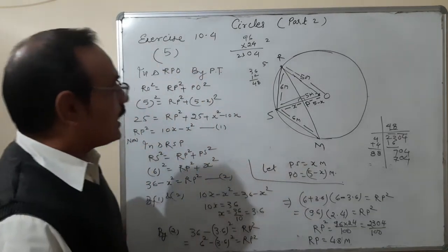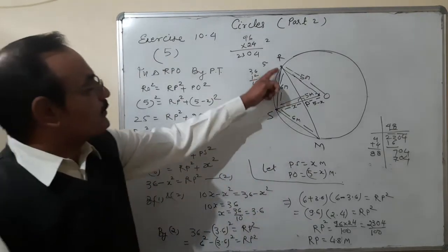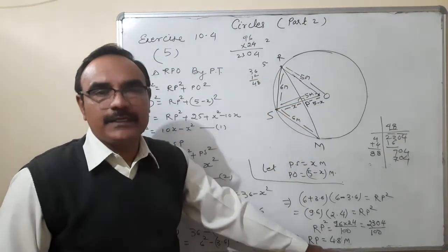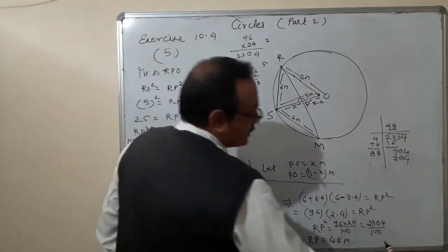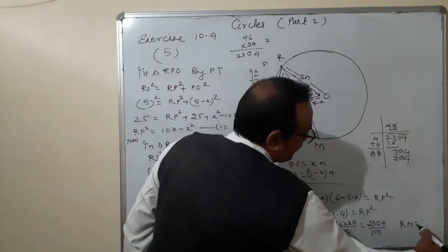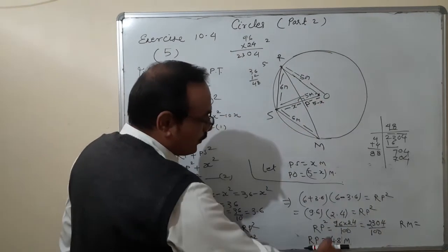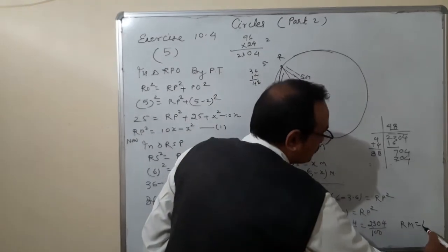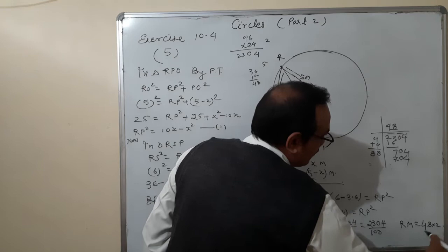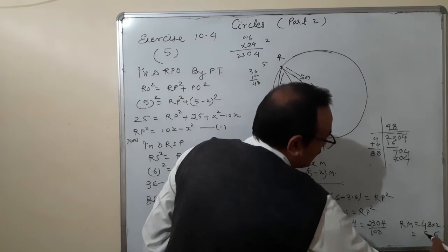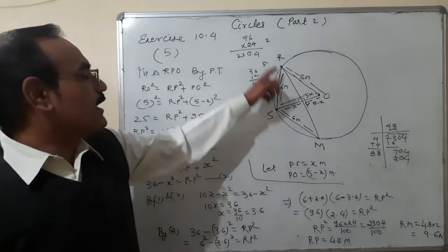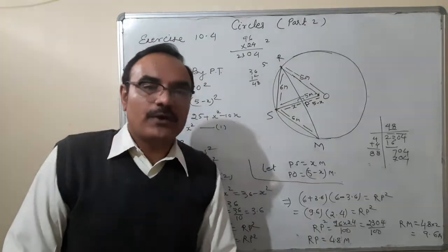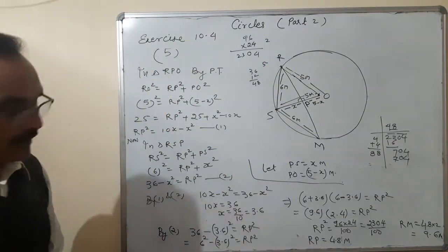So the value of RP is equal to 4.8 meter, because we are going to find the value of RM, the distance between R and M. So RM is equal to 4.8 multiplied by 2. What is coming? 8 2s are 16, 4 2s are 8, so 9.6 meter. So that means the distance between Resma and Mandir is 9.6 meter. Okay.